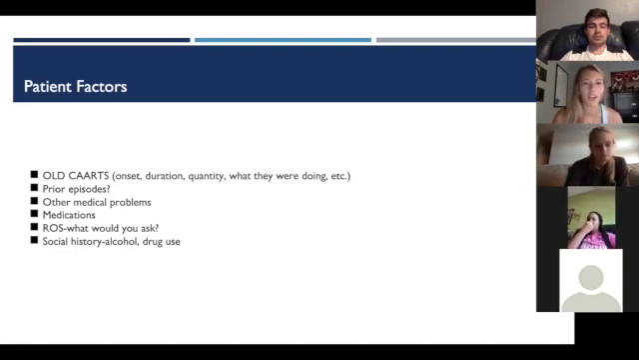Another one that I thought of was if they have a rash or something else, like skin changes.